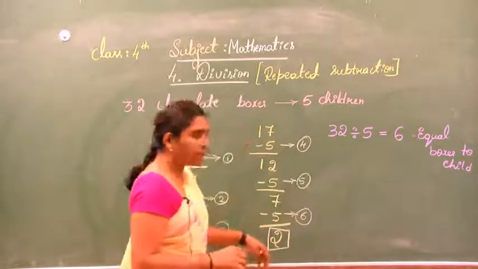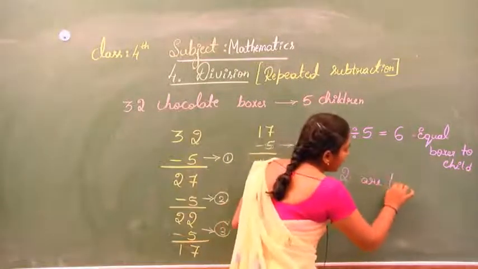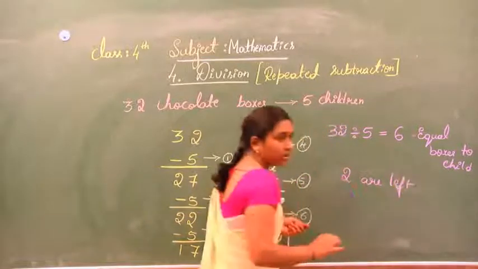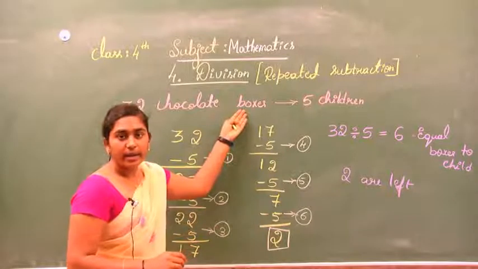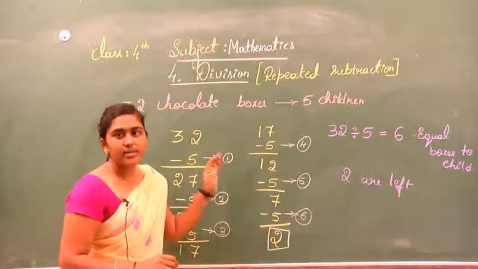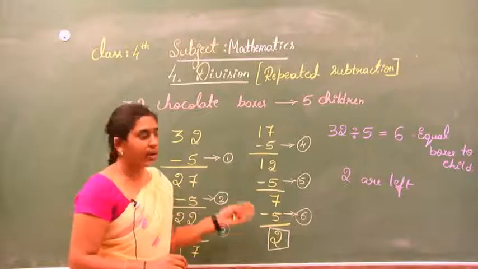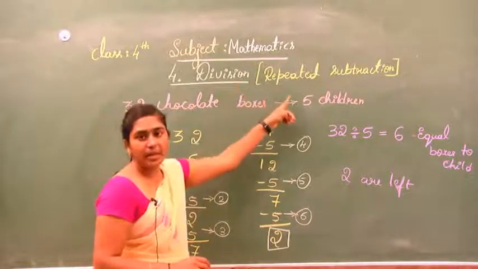And how many are left? 2 are left. 2 are remaining. Those 2 chocolate boxes which are left remain with the grandpa and grandmother. This is a basic method, which is repeated subtraction. Why I am showing this method: division means repeated subtraction.